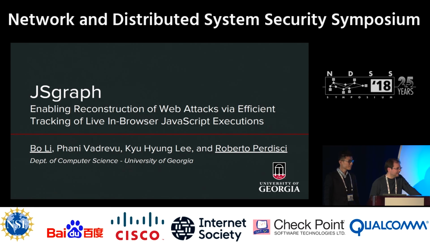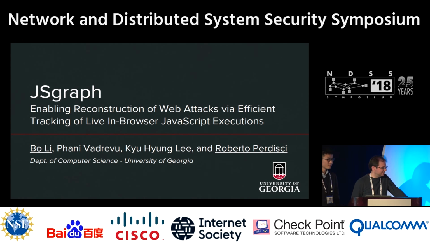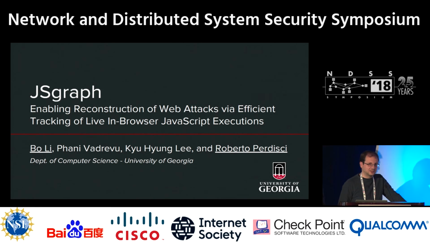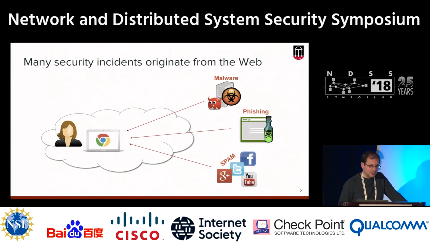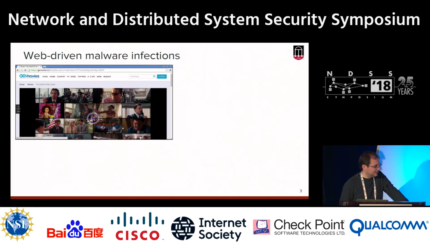So we are presenting JSgraph. This is a system for enabling the reconstruction of web security incidents. As you know, many, if not most, security incidents nowadays originate from the web. Take, for example, a web-driven malware infection.